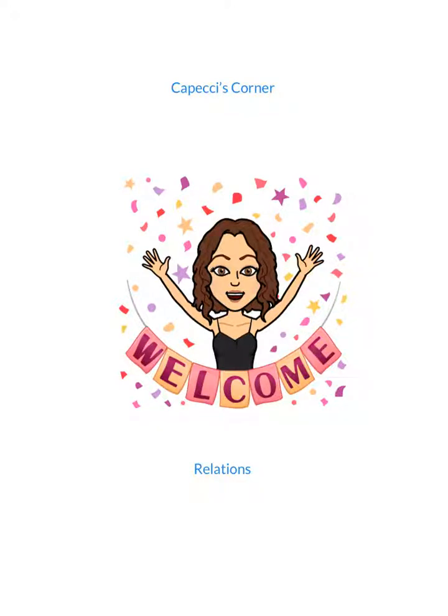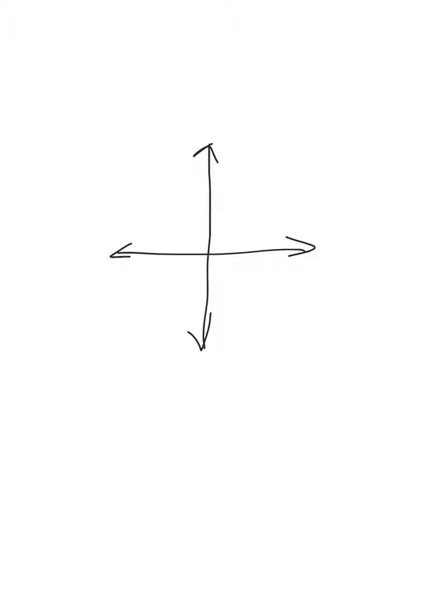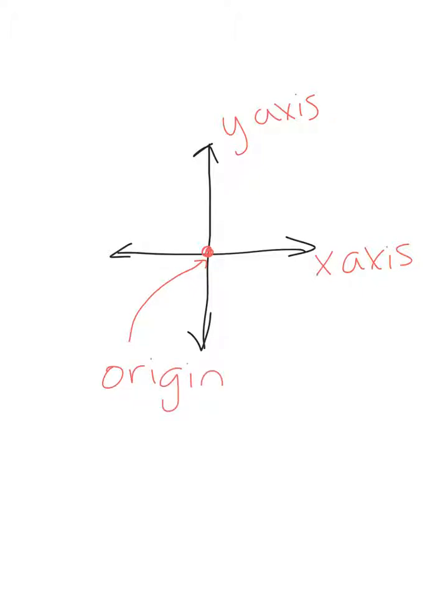Today in Competu's Corner, we're going to look at the topic relations. When we're looking at the coordinate plane, we have a few things we need to identify first. So this is the x-axis, this is the y-axis. The point in the center, we call that the origin. That has an ordered pair of 0, 0.